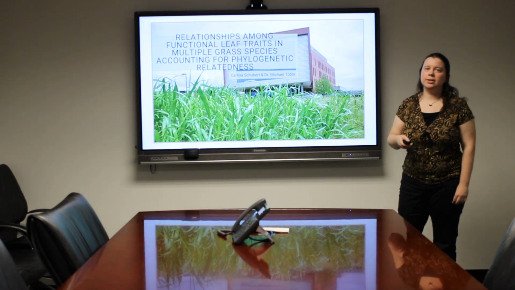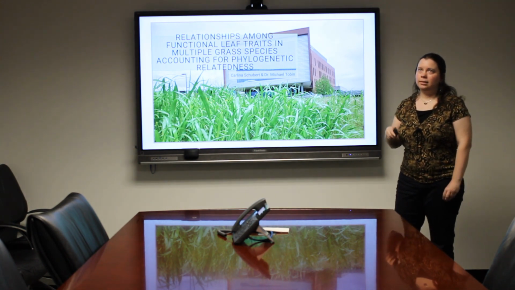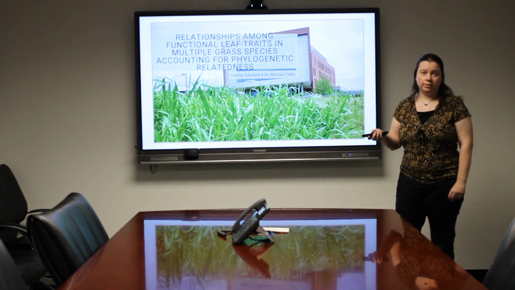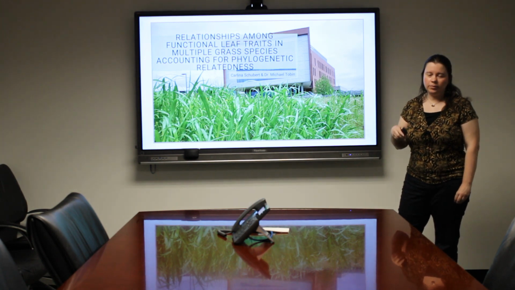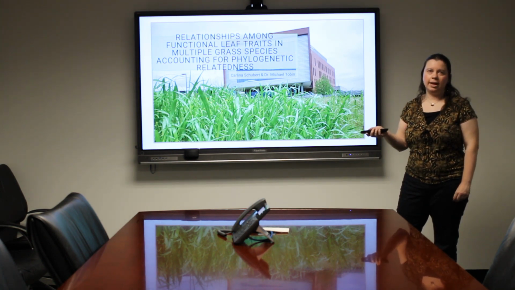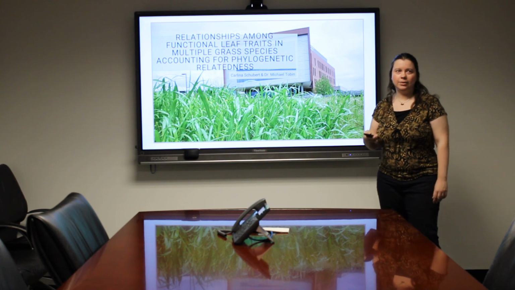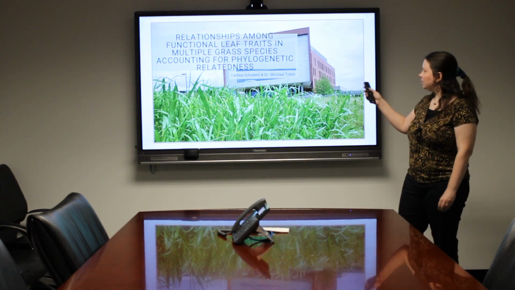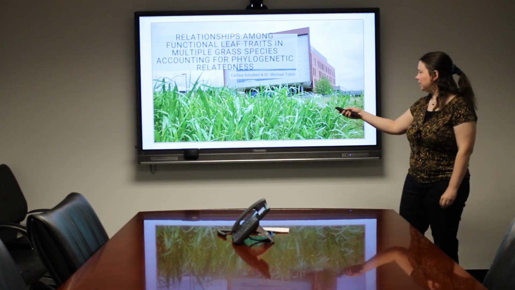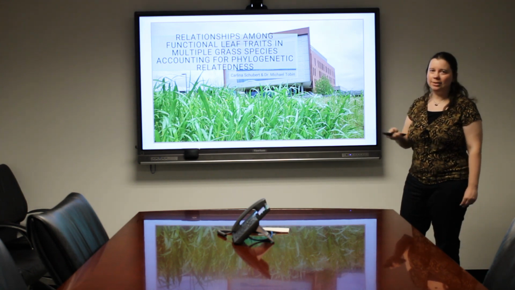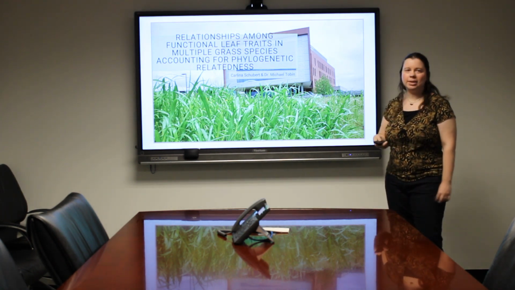His lab concentrates on functional traits that are related to drought conditions and within grasses. And I'm going to get into each of those things. This here is a picture of our STB building with a foreground of sorghum halepense, which is one of the grass species in my data set.